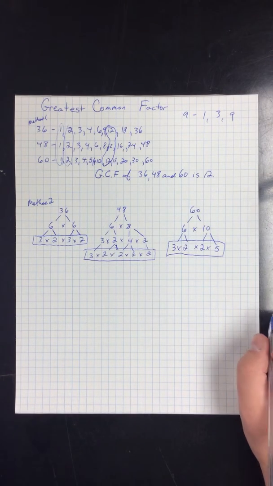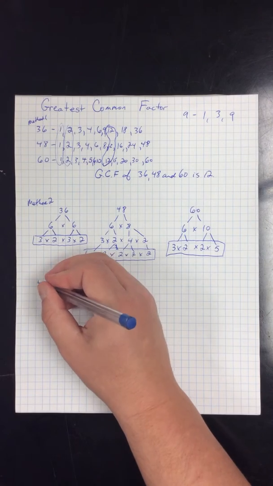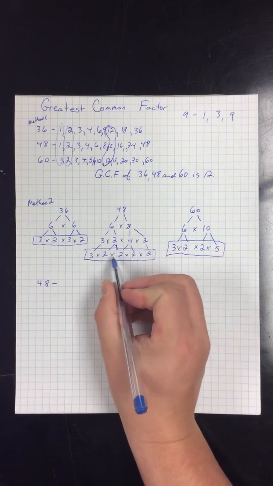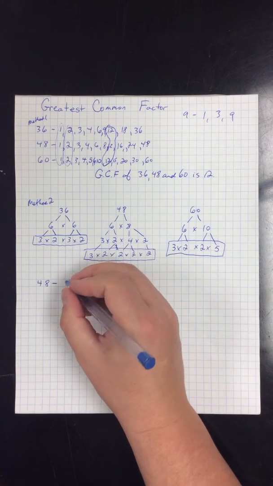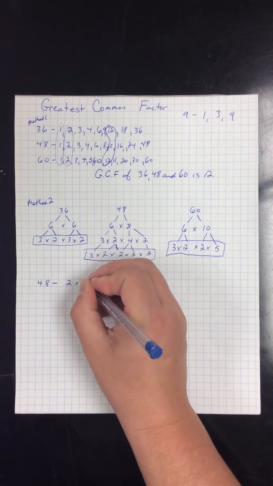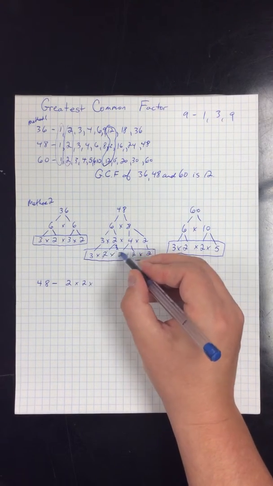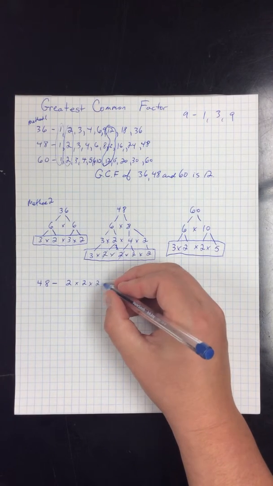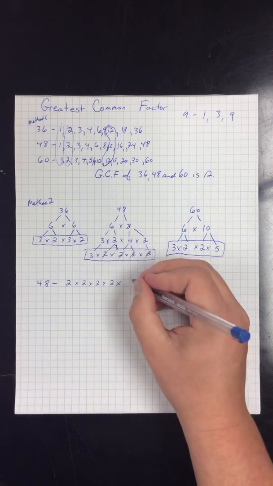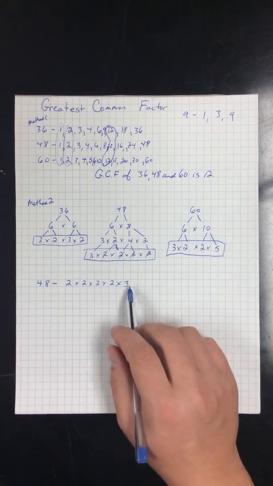So I'm going to take these prime factors and reorder them. I can take 48 and list them across. I chose 48 because it has the most 2's. I'm going to put these into nice straight columns. So 2 times 2 times 2 times 2 times, and there's a 3 on the end. There's my prime factors of 48 reordered.